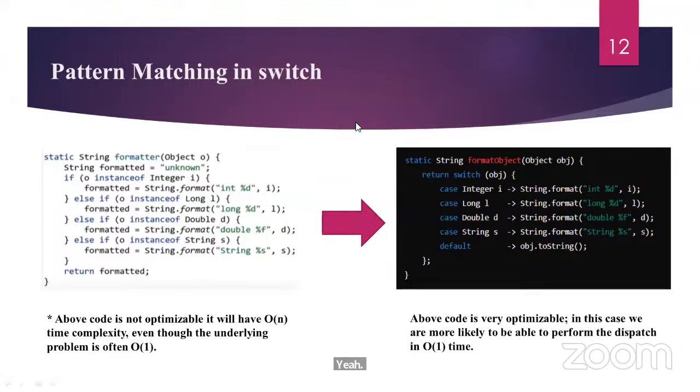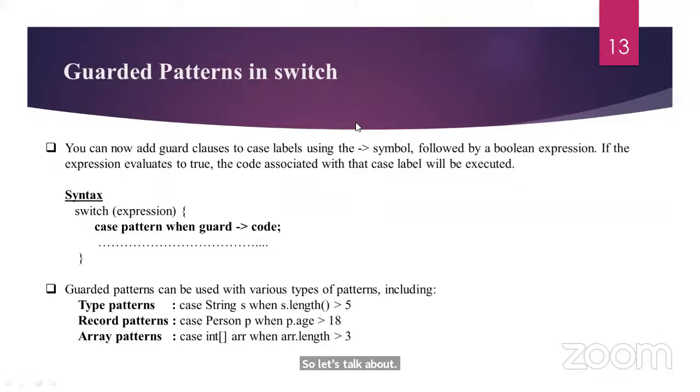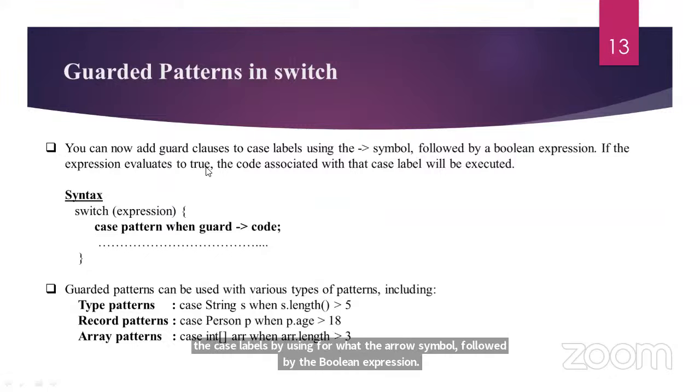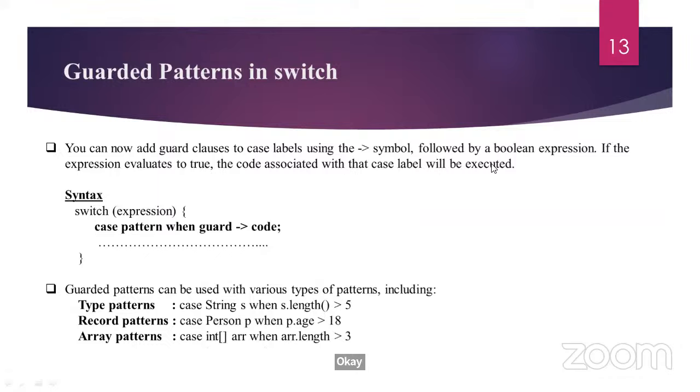So let's talk about guarded patterns. You can now add a guard to the case labels by using the arrow symbol followed by the Boolean expression. If the expression is evaluated to true, then the code associated with that case label will be executed, guys. See here, when you are working with guarded patterns, here we are using the when clause, followed by a guard, which is nothing but a Boolean expression. When is a keyword, guys. Case is nothing but a particular pattern, a particular type of an object.